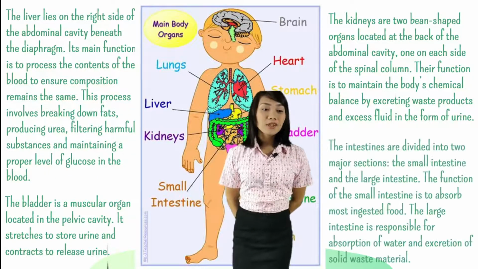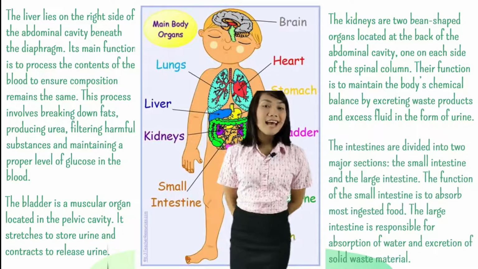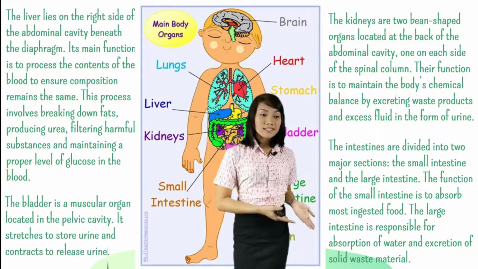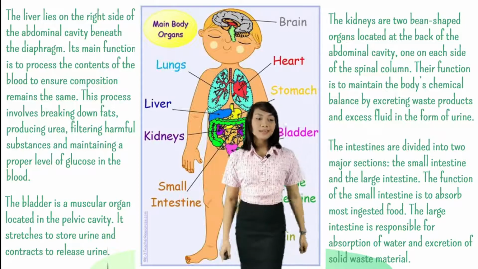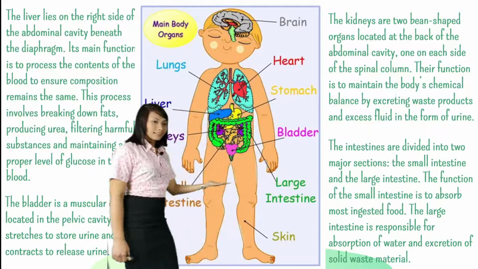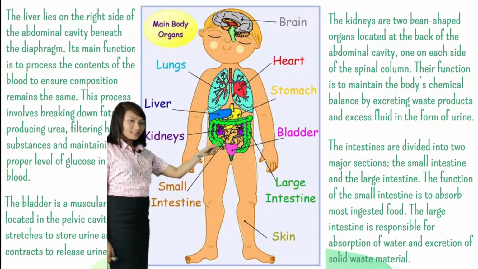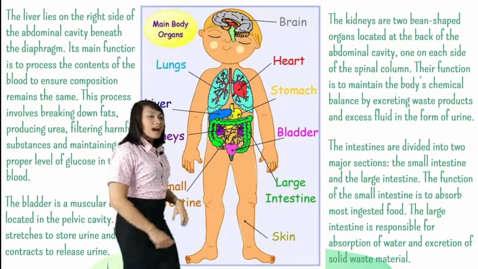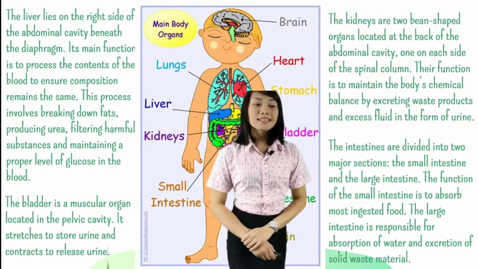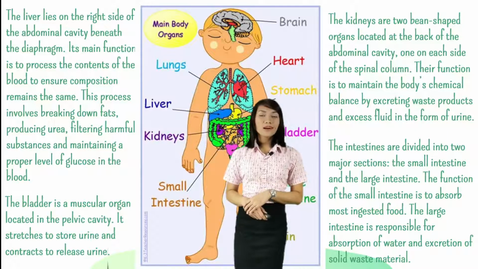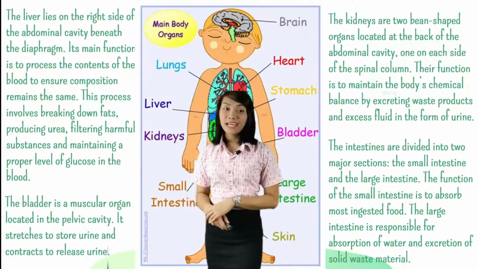Next would be your intestines. Now, we have two kinds of intestines. We have large intestine and small intestines. Now, look at this. So these are your intestines. Look at that. That's your intestine. This one, the green, and this one. Okay, so those are your intestines. Now, let's find out what are the small and big intestines.